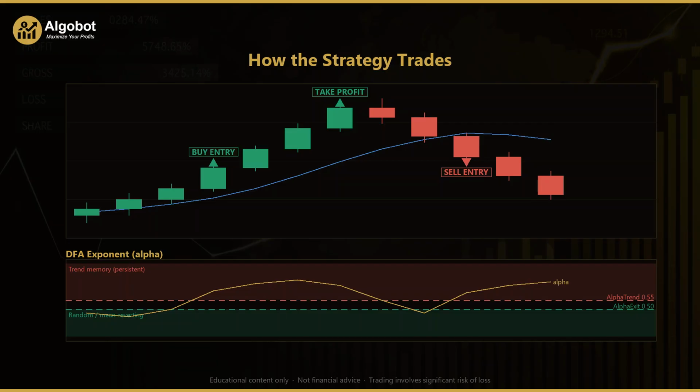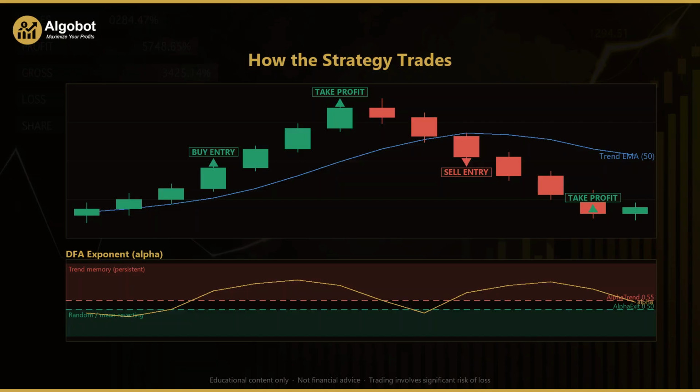Now the character changes. Price rolls over, and in the panel alpha fades, slipping back below the 0.50 exit level. Had a position still been open, that regime loss rule would have closed it right there. Price then breaks down through the trend EMA, so the blue line now sits above the candles.